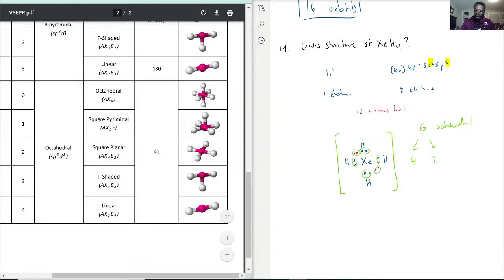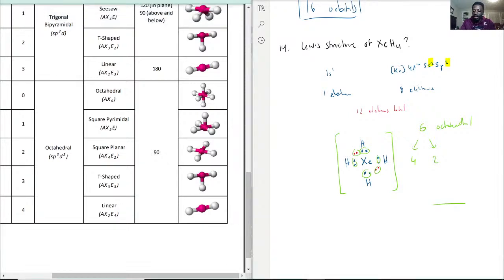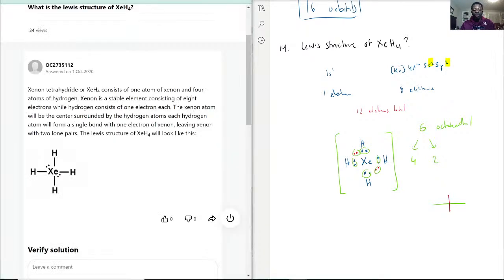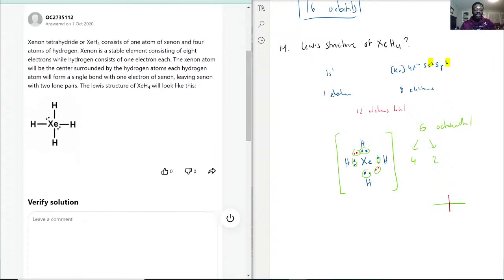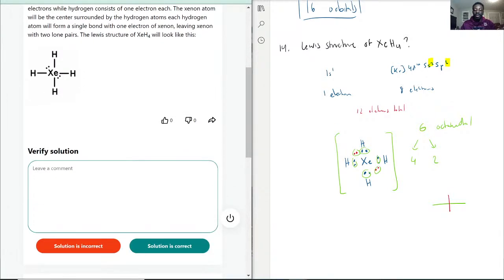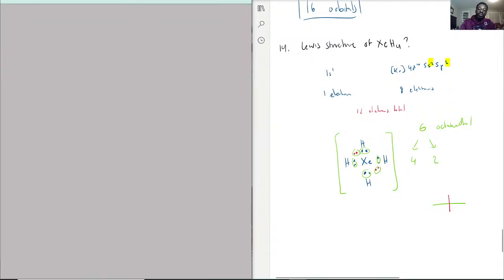So kind of like the same thing where you have the x and the y-axis, the y-axis being your electrons and the x-axis being your hydrogens. This would also be considered a non-polar molecule because the x and y components would cancel each other out. Okay, so let's move on to question number 15.